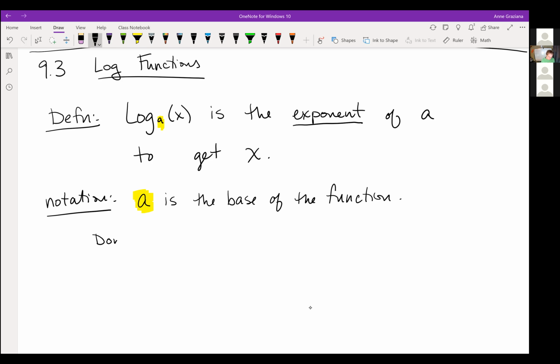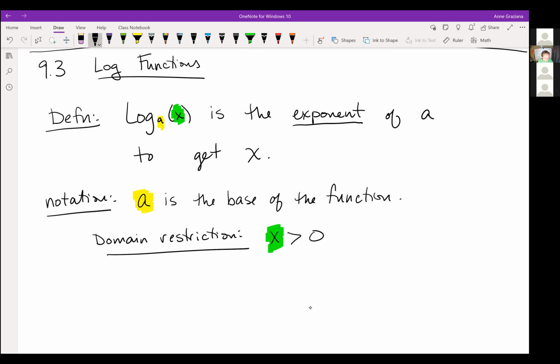And also there is a domain restriction here. This is the new domain restriction we're going to encounter. So far it's been no zeros in the denominator, no negatives under an even root. And now the input of a log function, I'm going to call it x in this case, has to be greater than 0. I'm talking about right here, this x. You can't have negatives and you can't have 0. You cannot put 0 into your log function. No negatives, no zeros.